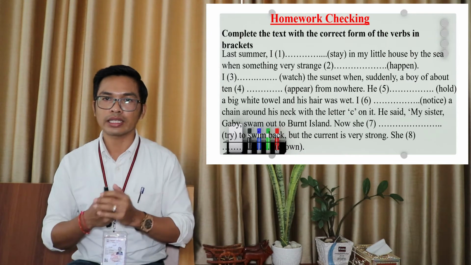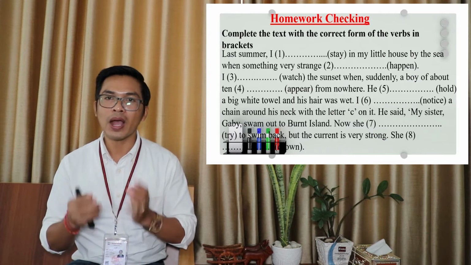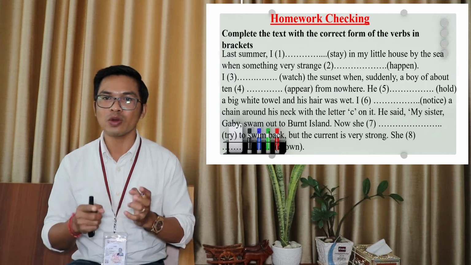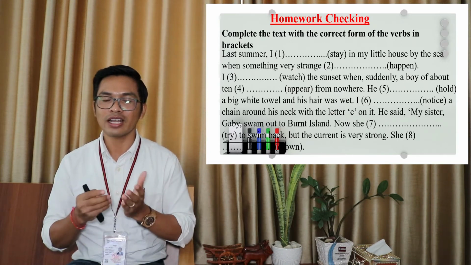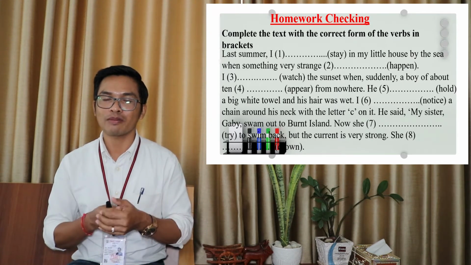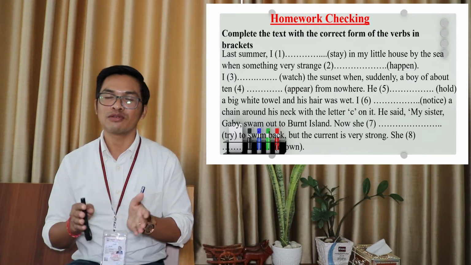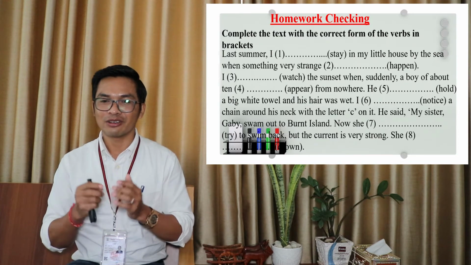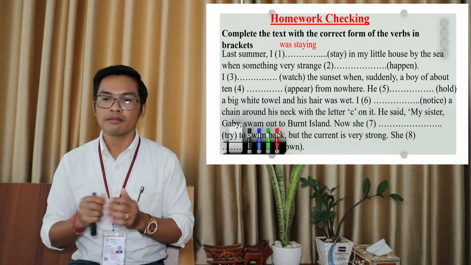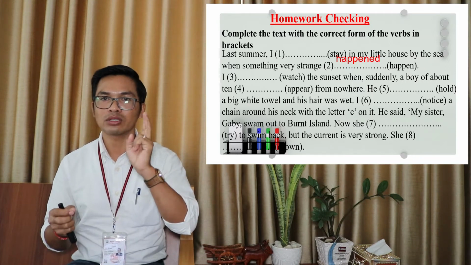So you have to look at the keyword "last summer". When you see last summer, it means they talk about the past. So I think you have only used past simple and past continuous. But which one is past simple and which one is past continuous? In the last session, we have already talked about when and while. When we use before past simple and while we use before past continuous. So that means here, number 1, I was staying in my little house by the sea when suddenly a very strange thing happened. Number 1 past continuous and number 2 past simple.